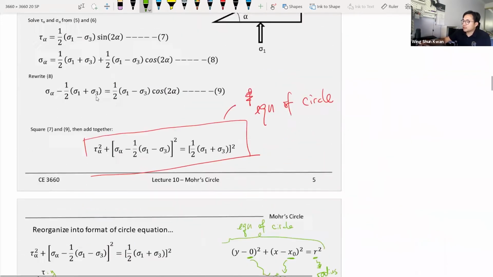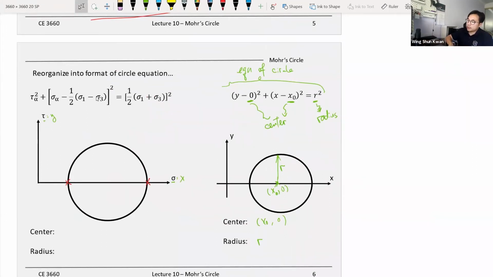Those sigma and taus come back to us on the Mohr's circles. So if you compare, your y is right there and your x is right there. And then the center: this is my x naught, and my y naught is here, which means the center now is at a coordinate of 1/2 of sigma 1 and sigma 3. So this is my x naught, and the y naught is 0.